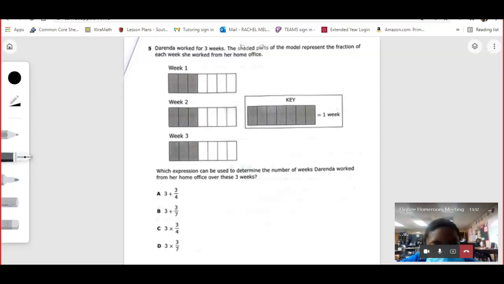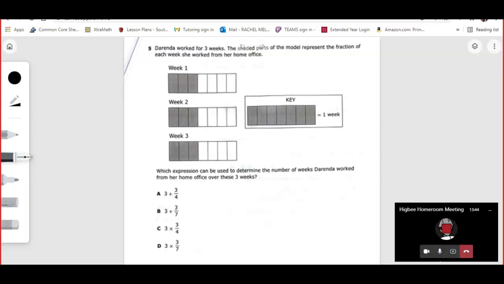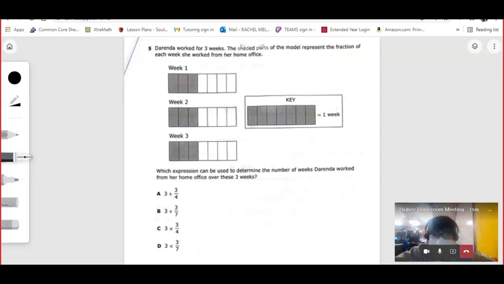All right, who would like to read that for us? Anthony, go ahead. I think the name is Dorinda. Okay. Dorinda worked for 3 weeks. The shaded parts of the model represent the fraction of each week she worked from her home office, which expression can be used to determine the number of weeks Dorinda worked from her home office over these 3 weeks.